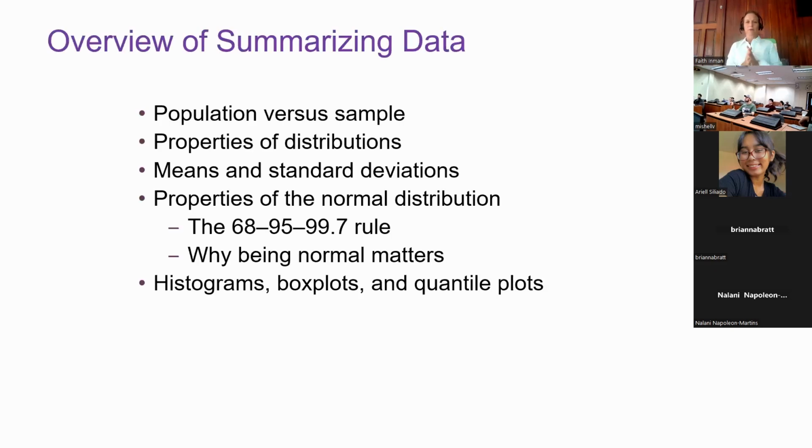So just a big overview, we're going to talk about the key differences between populations versus samples, properties of distributions. And if you're not clear on what I mean by distributions right now, you probably will be by the end, okay? Means and standard deviations, two really fundamental, essential statistics for describing data. And then properties of the normal distribution, specifically the 68, 95, 99.7 rule, and why being normal matters. Then we're going to go over histograms, box plots, and quantile plots.